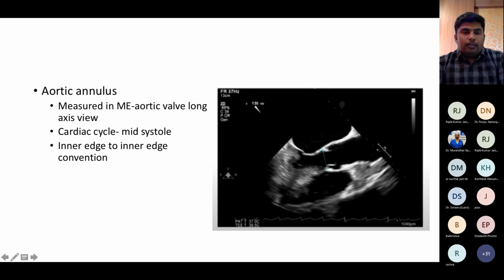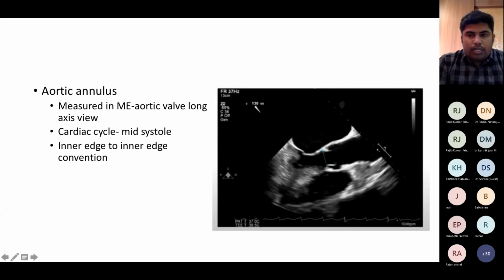For the purpose of measuring the aortic annulus, we need to get the midesophageal aortic valve long axis view. It should be measured in mid-systole, because in mid-systole the annulus is maximally dilated, and it should be measured in the inner edge to inner edge convention. Calcium should be included in the measurement, as calcium becomes part of the annulus.